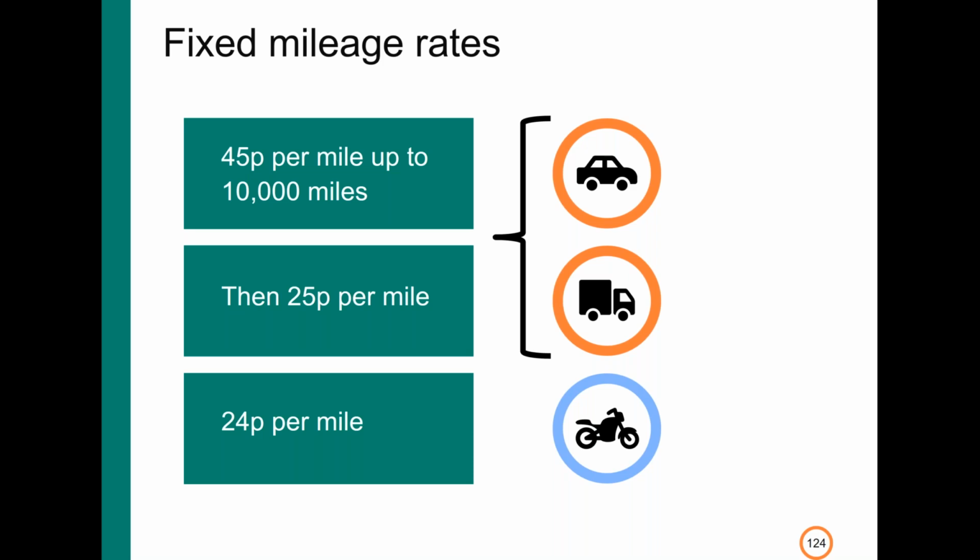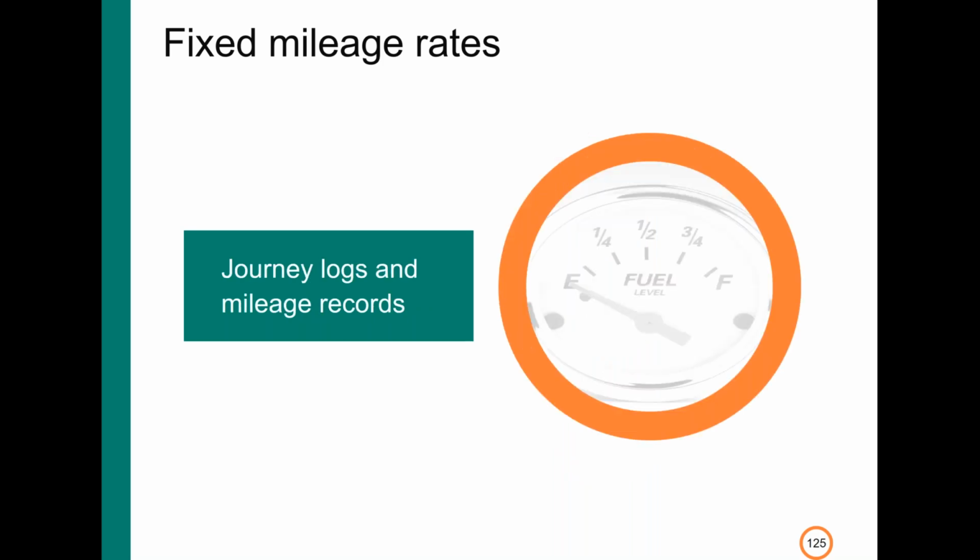The fixed mileage rates are the same as for other businesses. For cars and vans, that's 45 pence per mile for the first 10,000 miles and 25 pence per mile thereafter. For motorcycles, it's 24 pence per mile. These rates cover the whole cost of running and maintaining the vehicle. You cannot claim any other expenses or allowances for the vehicle. Whichever method you choose, always keep full records including journey logs and mileage records.